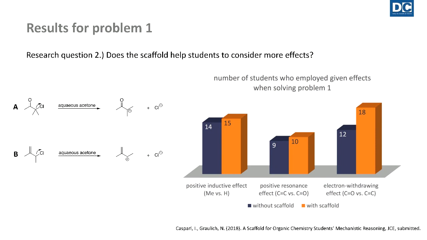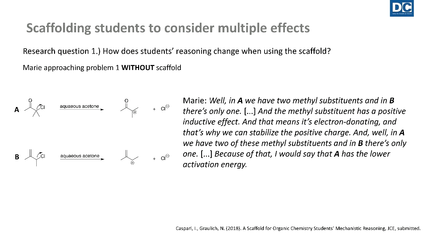But I will go ahead and show you how the reasoning of 1 student, the case of Marie, changes when using the scaffold and thinking about that case comparison. So she's saying for that problem, well, in A, we have 2 methyl substituents. So she's thinking about the methyl substituent as the structural difference between the 2. And the methyl substituent has a positive inductive effect, which means it's electron donating, and that's why it can stabilize the positive charge. In A, we have 2 of these methyl substituents, and in B, there's only 1. Because of that, I would say that A has the lower activation energy.